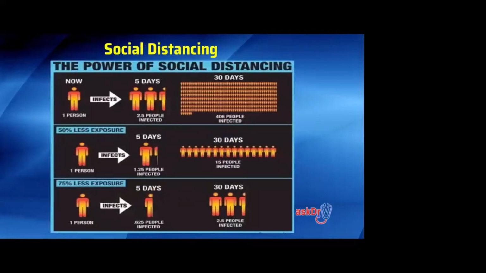Now, social distancing. This is very important, especially given that we've got a couple states talking about opening back up. The way we were operating previously, one person in 30 days gives this infection to 406 people. Now, with 50% less exposure, one person gives it to 15 people in 30 days. With 75% less exposure, which is where we are now, one person gives the infection to 2.5 people in 30 days. So the impact of social distancing is very, very important.